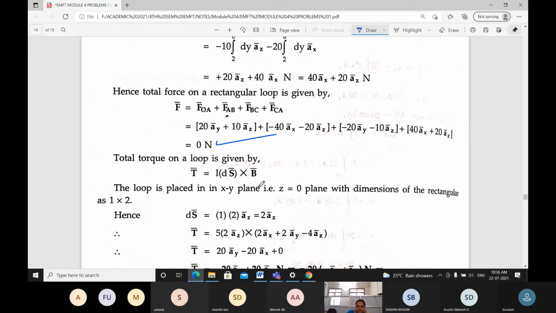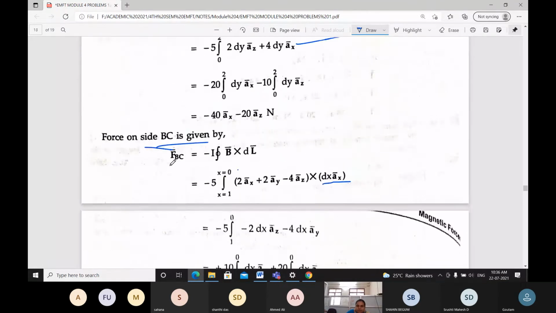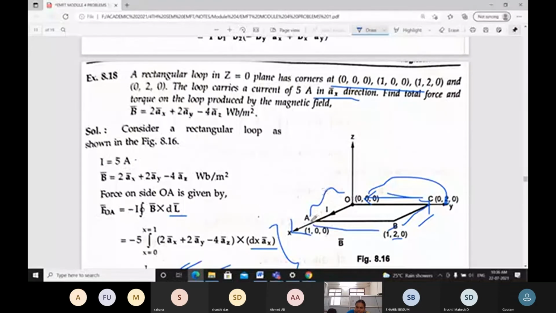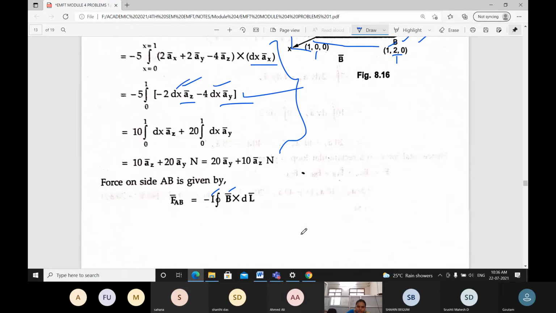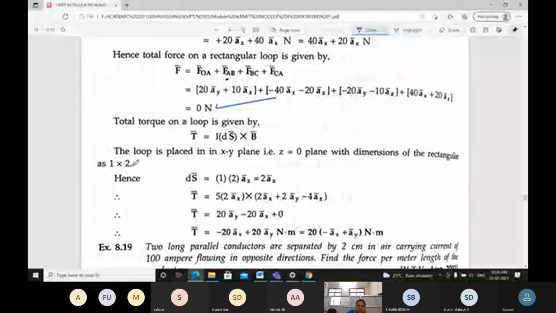The loop is placed in the xy plane, hence z is 0. The rectangular plane has dimensions 1 cross 2. Why is it 1 cross 2? X is of what? It is 1 unit. Then y is of what? Observe here, based on the coordinate values given, we can guess the length. The y is 2, 0 to 2 means 2. Again 0 to 2 here it will be the same. Then x is 1, for that reason 1 cross 2 is taken.